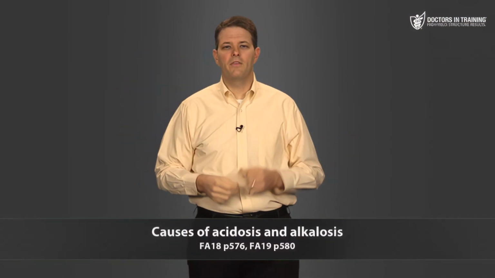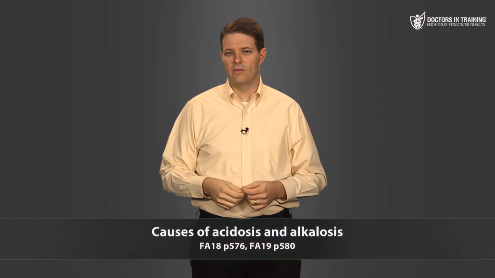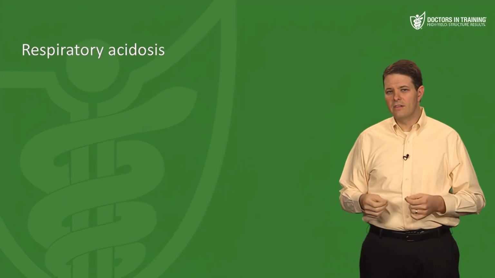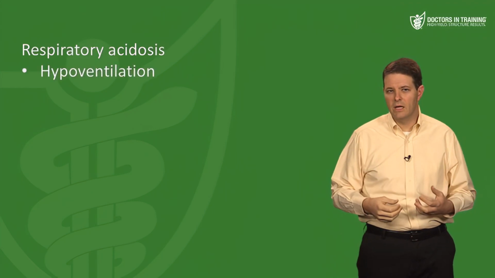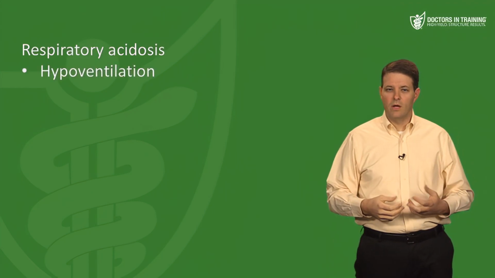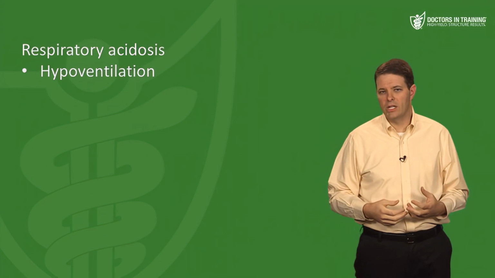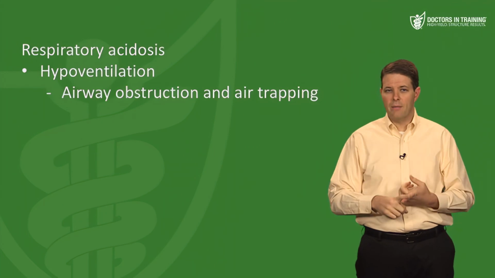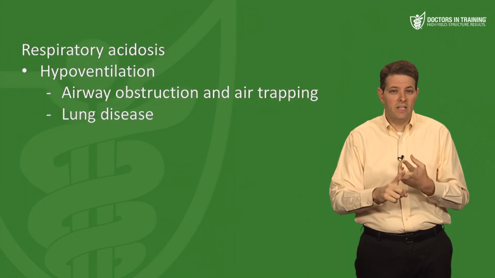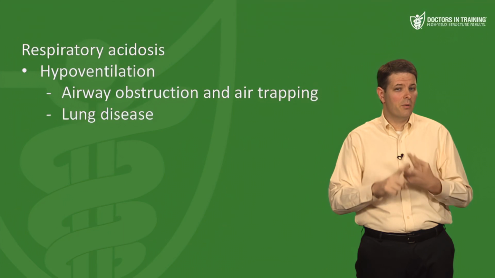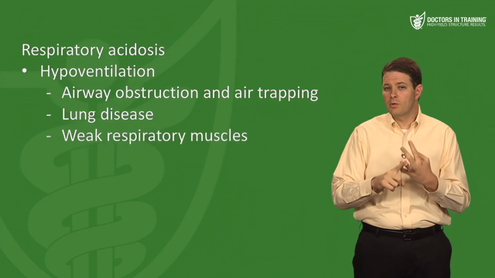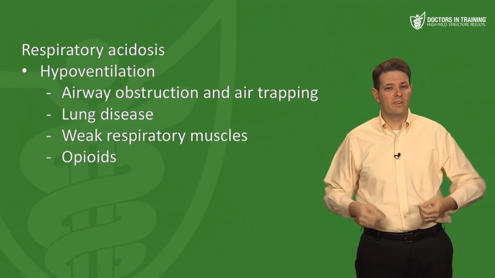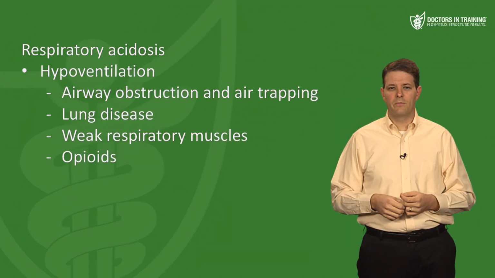Let's start by talking about the 4 basic types of acid-base disorders, starting with acidosis. Respiratory acidosis takes place when you're hypoventilating and you're retaining CO2. Now, lots of things can cause hypoventilation, either acutely or chronically. Airway obstruction and air trapping, any type of lung disease, especially interstitial lung disease like pulmonary fibrosis, weak respiratory muscles, especially weakness of the diaphragm, and drugs like opioids, which suppress the respiratory drive.